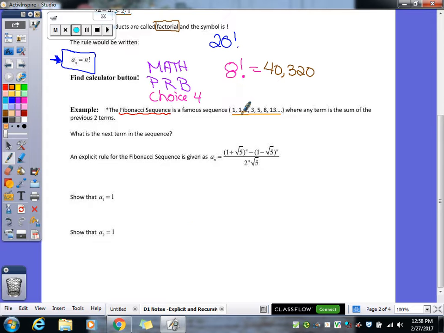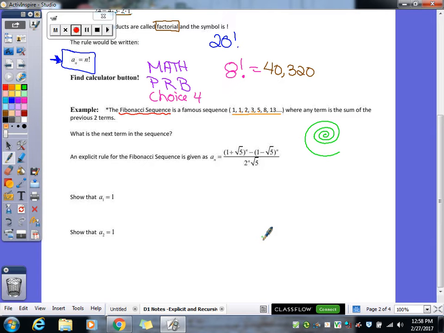1 plus 1 is 2. 1 plus 2 is 3. 2 plus 3 is 5. 3 plus 5 is 8. 5 plus 8 is 13. So you add the two terms before it together, and that gives you your next term. What I think is really cool, though, is when you take your Fibonacci sequence, the way it actually looks is that little spiral like in a seashell.